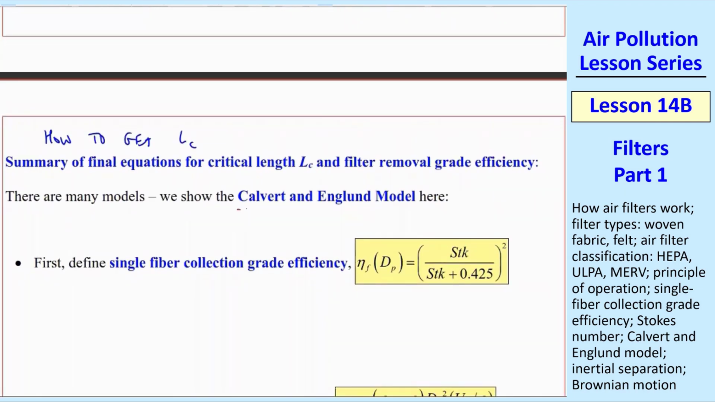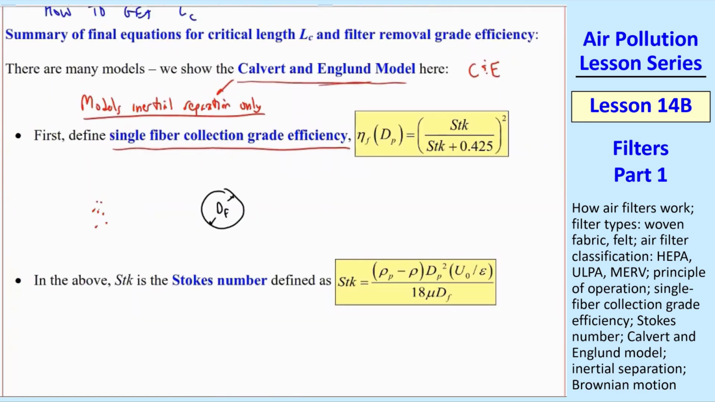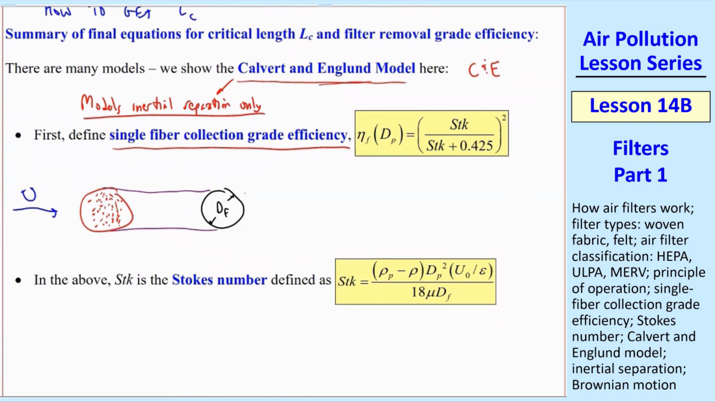There are several models, and the only one we're going to talk about is the Calvert and Englund model. The C&E model models inertial separation only. It doesn't deal with Brownian motion. What we define is a single fiber collection grade efficiency. Take one fiber, that's my filter, just one string basically, and look at a bunch of particles directly in front of the fiber. We count them, say there are 1,000 of them, and then look at after the filter how many particles are there. In other words, how many got collected, and that defines your eta of dP. So eta F of dP is the single fiber collection grade efficiency because it's a function of dP. It's the fraction of particles collected from directly upstream, and this is due to inertial separation.